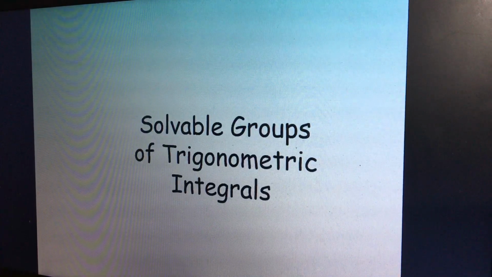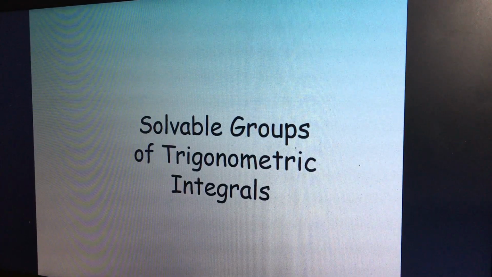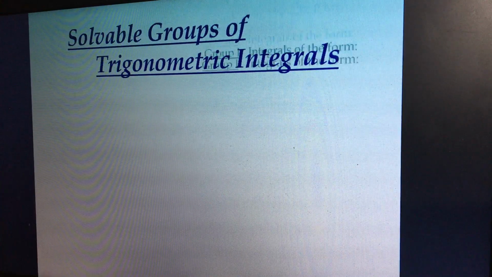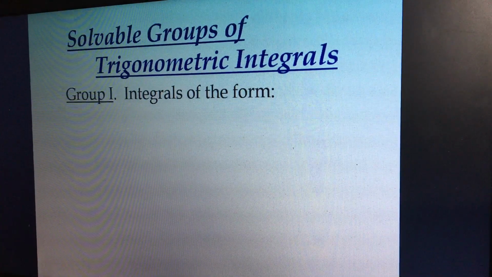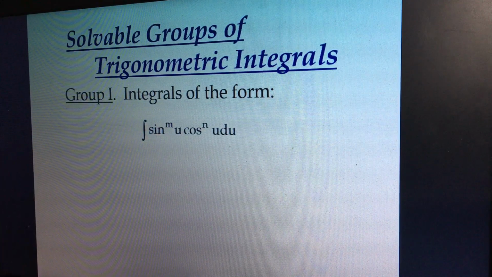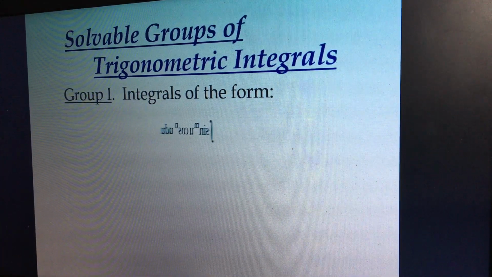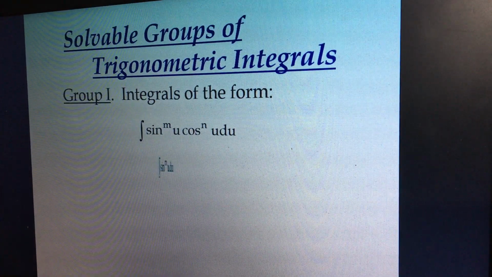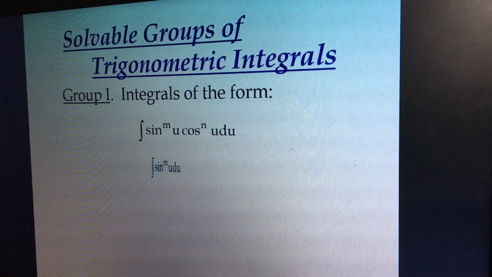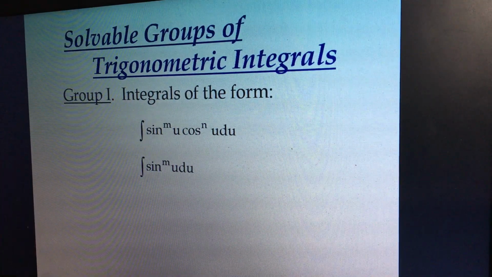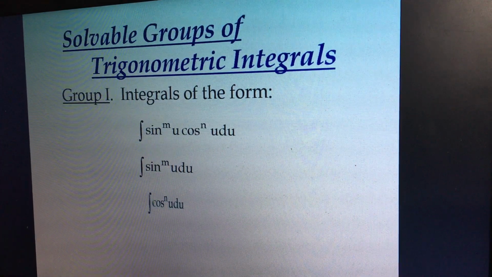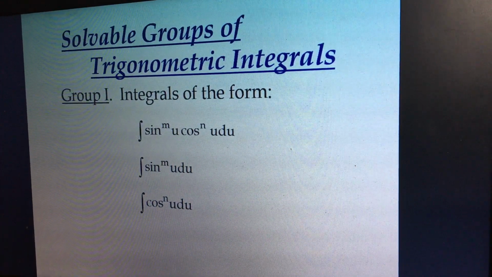So we are going to discuss solvable groups of trigonometric integrals for this session. So there are solvable groups of trigonometric integrals. We have group 1, integrals of the form integral of sine to the m u times cosine to the n u du. The other one is integral of sine to the m u du, and the other one is the integral of cosine to the n u du.